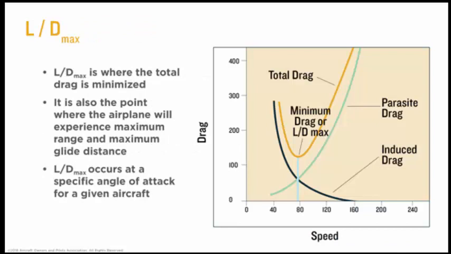So the maximum LD ratio is important because it represents the point where drag is minimized and the aircraft produces lift most efficiently. This is the point where the aircraft has maximum range and maximum glide range. Why might it be important to know how to achieve maximum glide distance? So, maybe in an emergency you need to glide to a landing. Would be a good example.